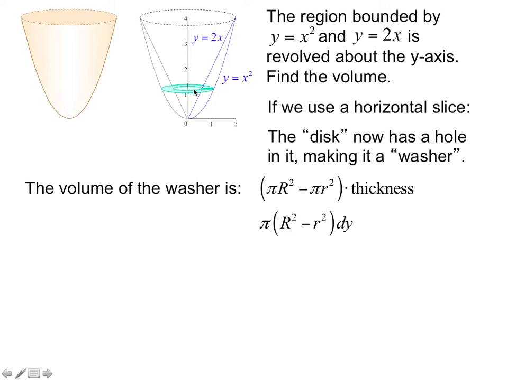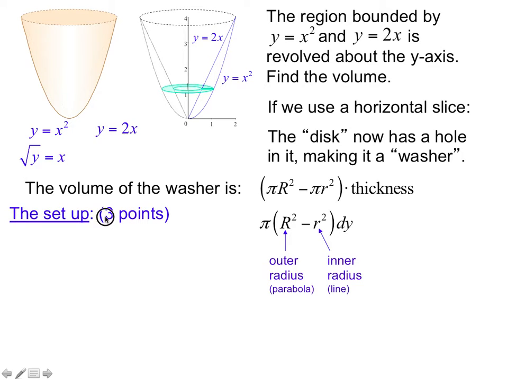Since this is revolved about the y-axis, this is a dy problem. That just means we need to rearrange these to get them in terms of y. So our outer radius, our parabola, we'll rearrange that in just a second. Our inner radius is our line. And so solving this to get this in terms of y, we're going to square root both sides. So there's our outer radius. And then getting the line in terms of y, we'll divide each side by 2.